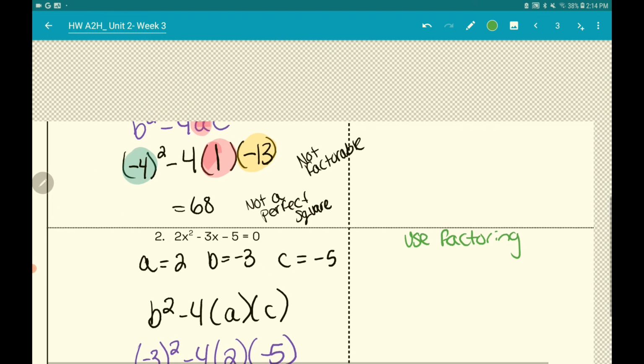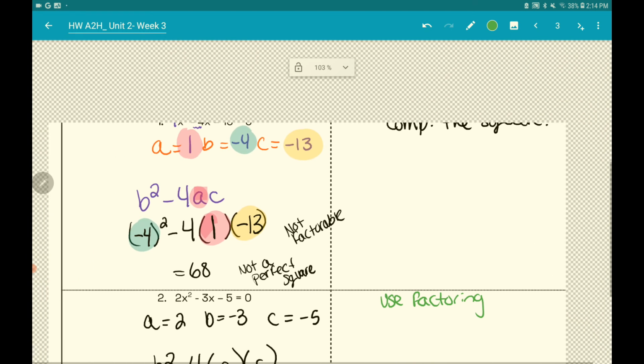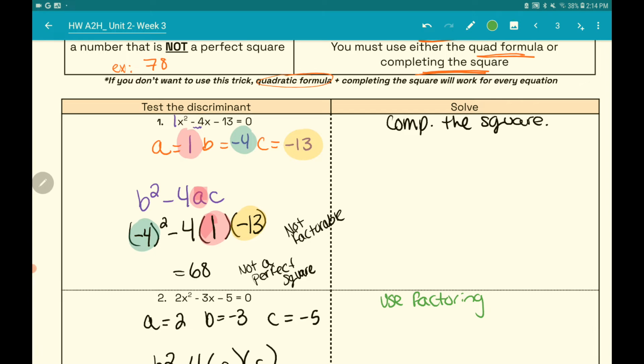All right, so let's actually solve this one. I also want to show you, what if you didn't want to do that trick? What if you wanted to do something different? So let's say you thought, and don't write this down because I'm going to erase it in a second, but let's say you thought you could factor this one, and you tried to do the product sum table. You would see the product is negative 13 and the sum is negative 4.